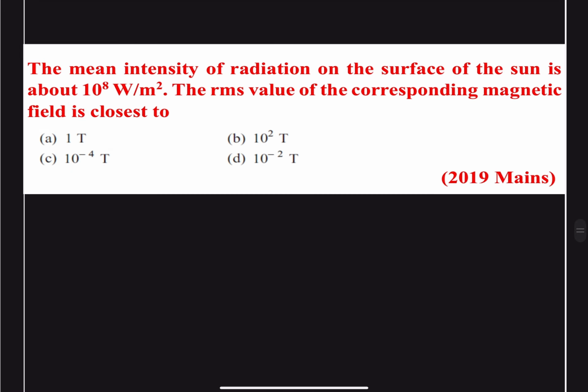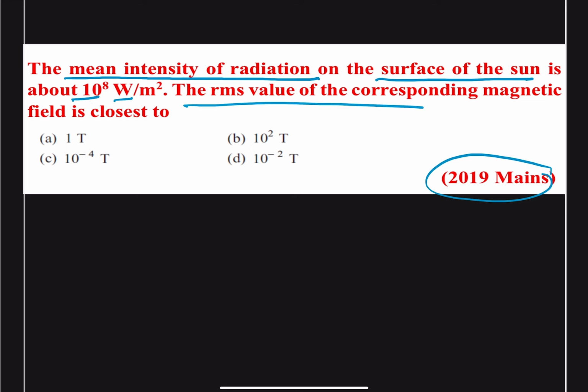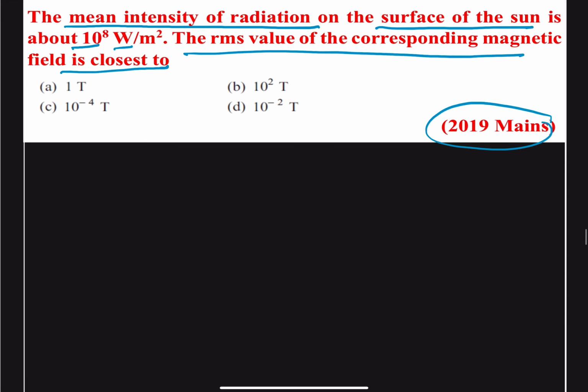Next question. It was also asked in the year 2019 mains, and it states that the mean intensity of radiation on the surface of the sun is 10 raised to the power 8 watt per meter square. The RMS value of the corresponding magnetic field is closest to. So we have to find out the RMS value of the magnetic field.